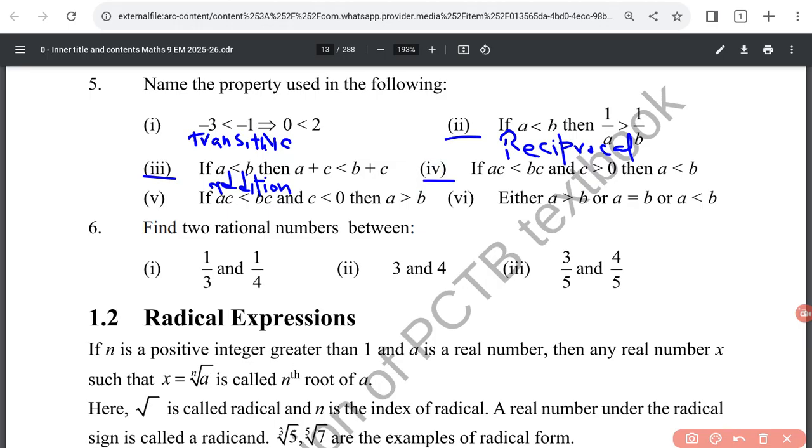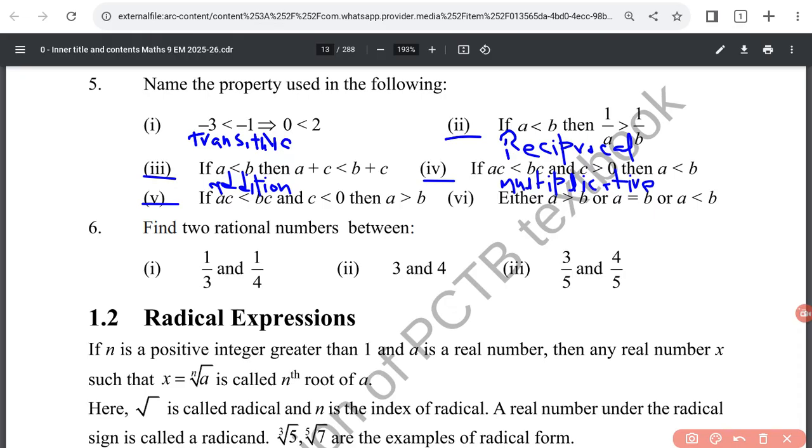So now we move towards the fourth one. If AC less than BC and C greater than 0, then A less than B. So here it is the multiplicative property of inequality.